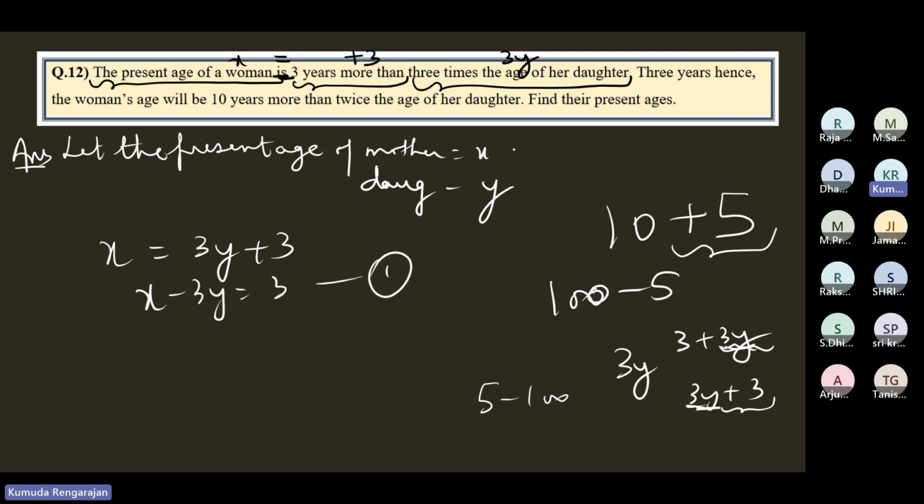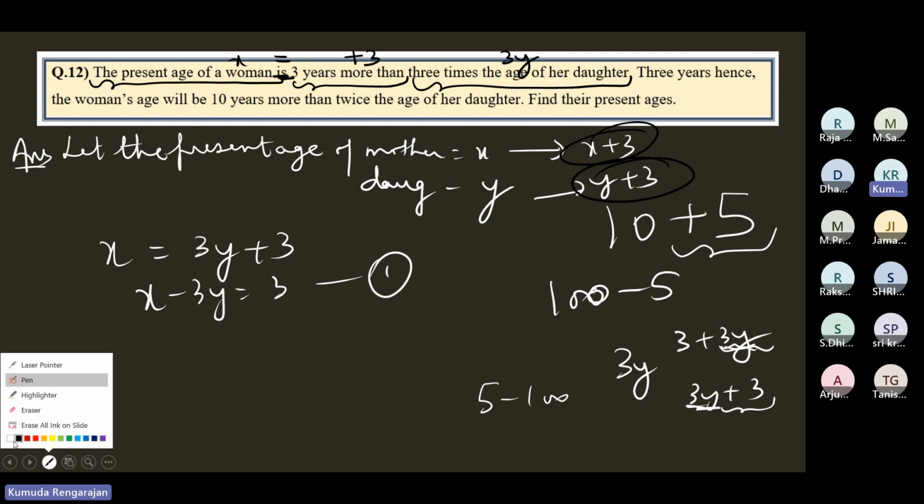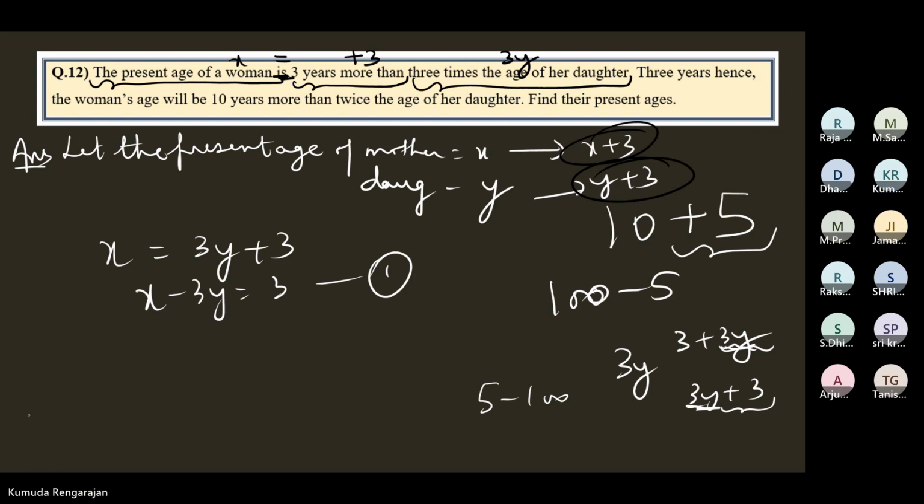Then 3 years hence. So you know 3 years hence meaning later. X plus 3, y plus 3. Future ages. So when they say 3 years hence, you must use only these, x plus 3 and y plus 3. You must use these ages. Okay. So 3 years hence, the woman's age will be, means equal to. What is the woman's age after 3 years? X plus 3.